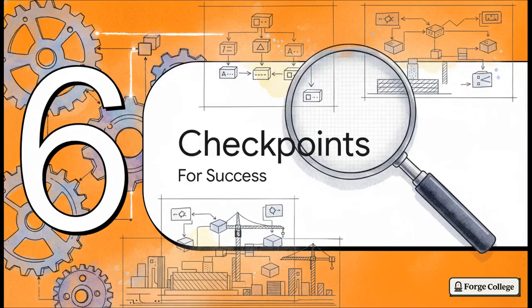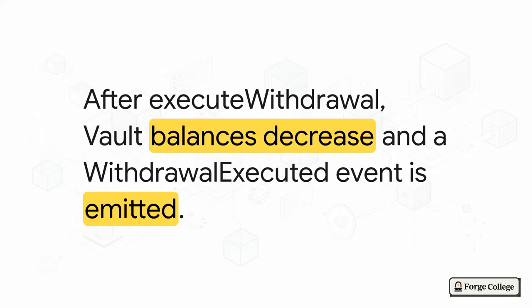Which brings us to our final section, Section 6, Checkpoints for Success. Let's do one last inspection before we hand these schematics over to the builders. A successful, well-defined checkpoint looks exactly like what we have here. After policy.executeWithdrawal runs, vault balances must decrease, a withdrawal executed event is emitted, and registry.hasRoll must have been called first. Notice how incredibly specific that is?